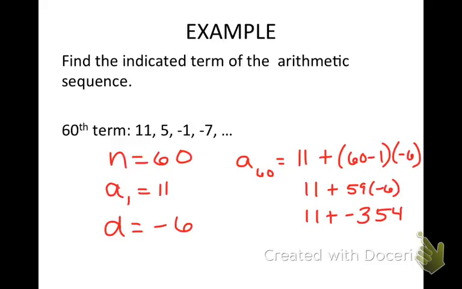Order of operations. Work inside the parentheses first. 60 minus 1 is 59. Then you multiply. 59 times negative 6 is negative 354. Adding 11 to that gets us negative 343. That would be your a sub 60.